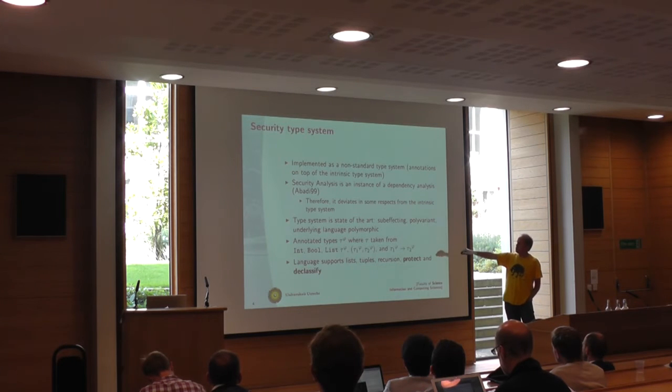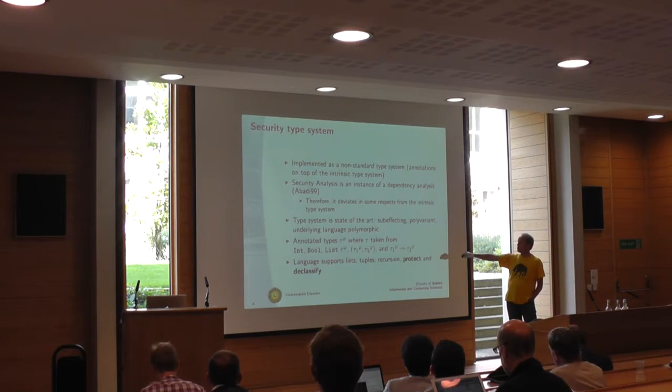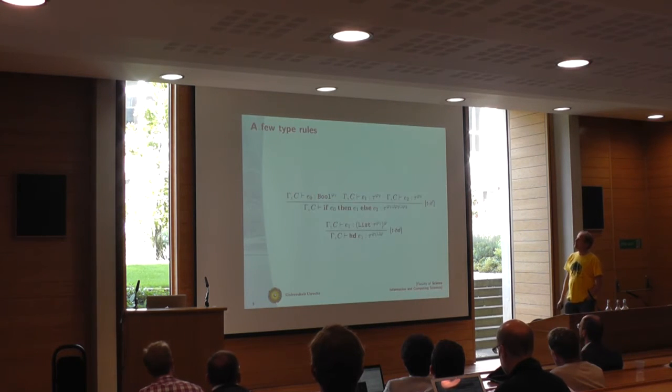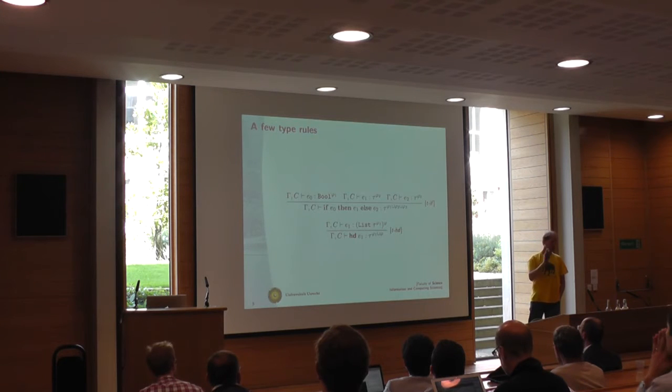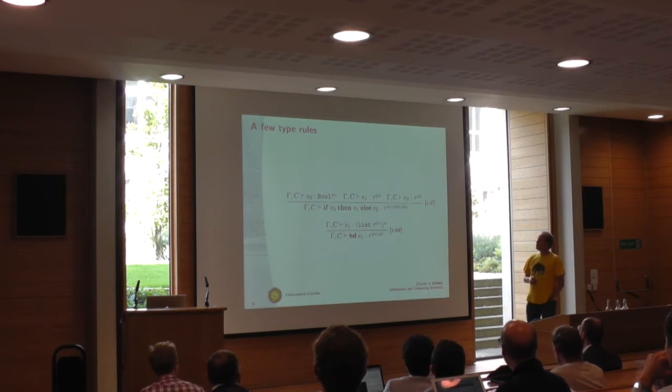You do the same thing with a bool, with lists, where of course the element type also has this annotation. And so on. Now the language supports lists and tuples, recursions, and these protect and declassify that are particular for security analysis. So just to show you a few type rules, and this also allows me to show in what way this analysis diverges from the usual Hindley-Milner rules that you might hopefully be familiar with. Otherwise I guess you've worked thoroughly by now.